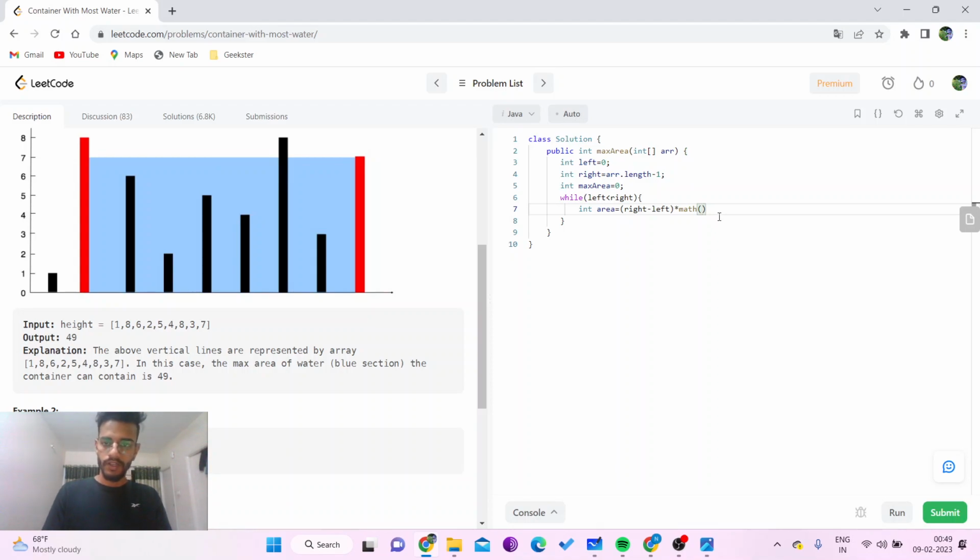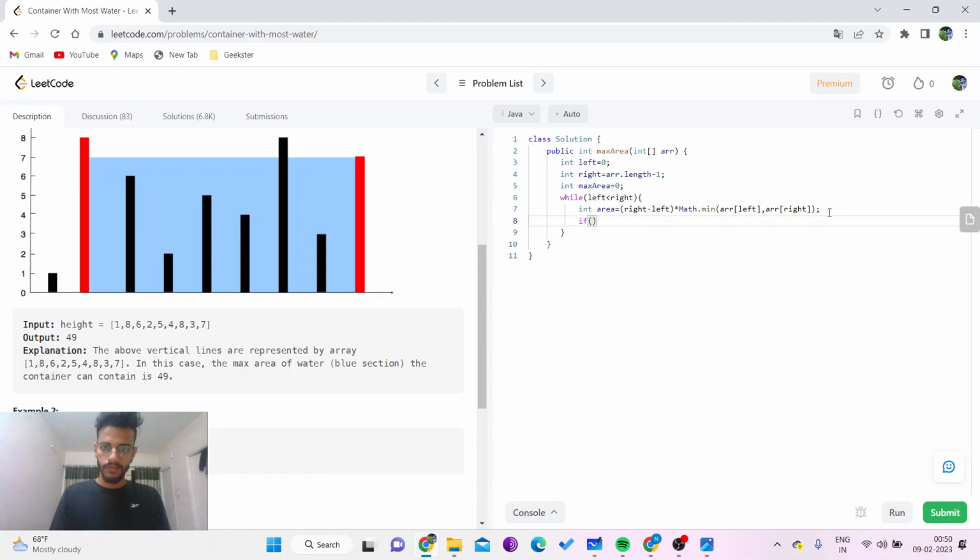Why, I have explained already. Math.min of arr of right comma arr of left. This is the breadth and this is the height, so this will be the area.